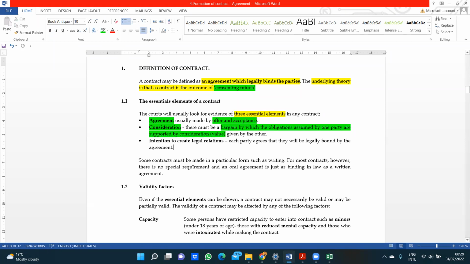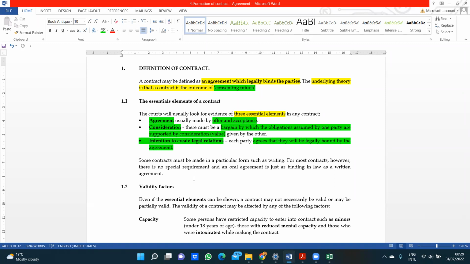Intention to create legal relation. Yes, this is very important. The parties, when entering into an agreement, must have the intention to create a legal relation, because when they enter the contract, they are going to be legally bound under the contract. Each party agrees that they will be legally bound by the agreement. So these are the three essential elements that the courts will see if tomorrow there is a case or dispute between two parties under, for example, a contract.